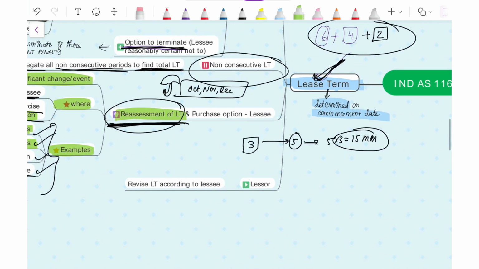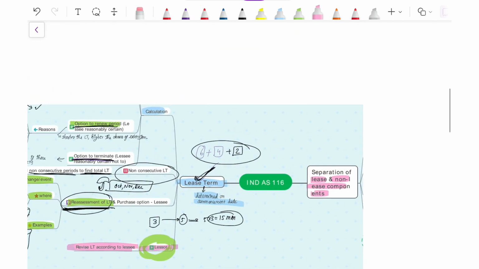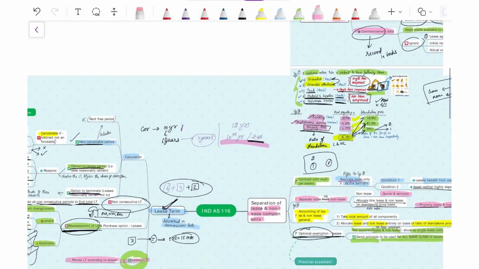Okay. Now, lease term: how will the lessor calculate the lease term? Here the lessor will not calculate any lease term by itself. Whatever the lessee is calculating and giving to the lessor, that will be considered as the lease term for the lessor too. So that was all about your lease term. I hope you understood this.